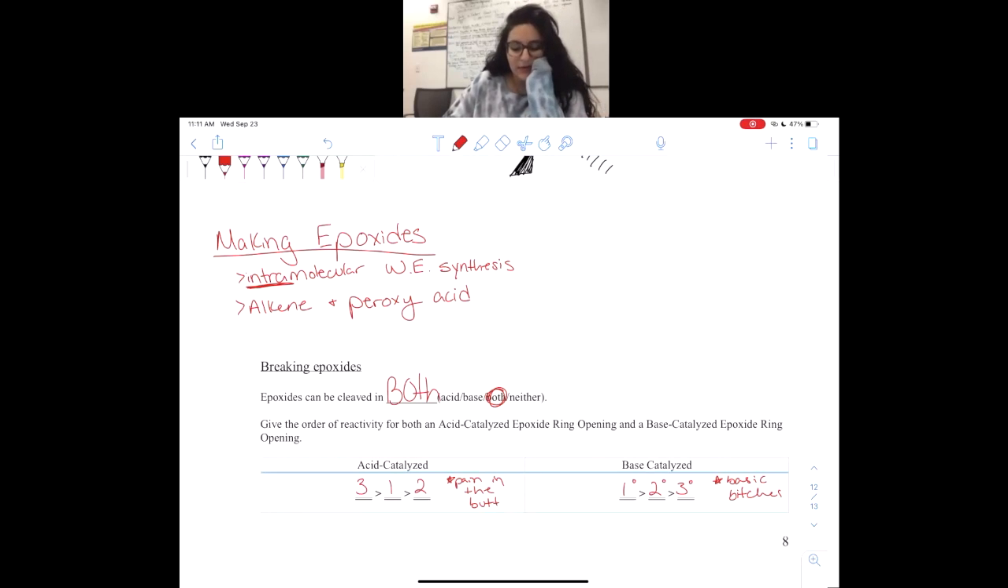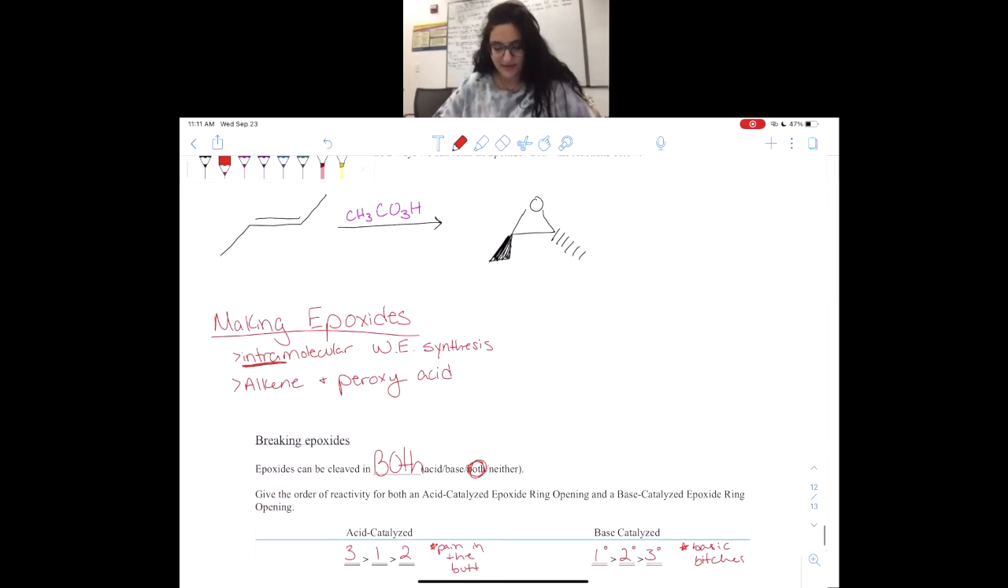What about a regular old ether, like either cyclic or linear? Can we break it in both acid and base? Only acid, cool, and that's because in comparison, it's much more stable. Awesome, so that was kind of a boring start to the session, but epoxides are kind of boring. Any questions on anything we did so far?